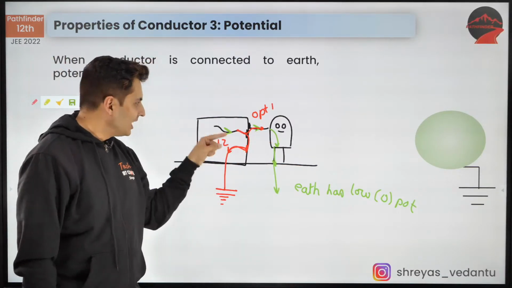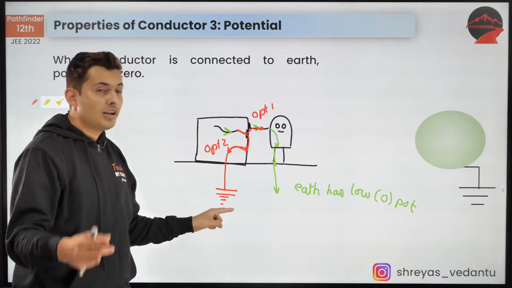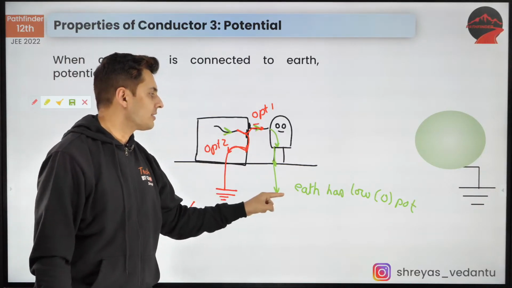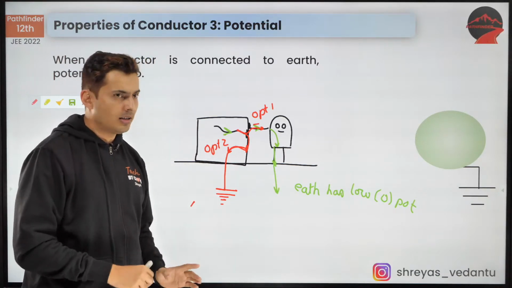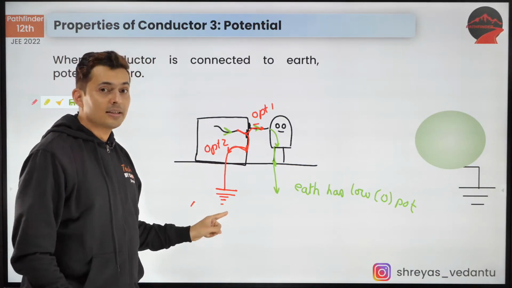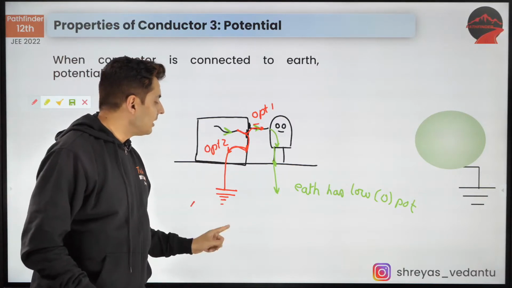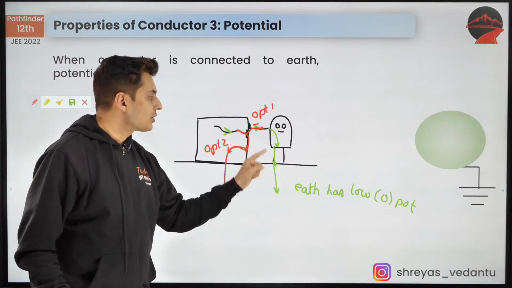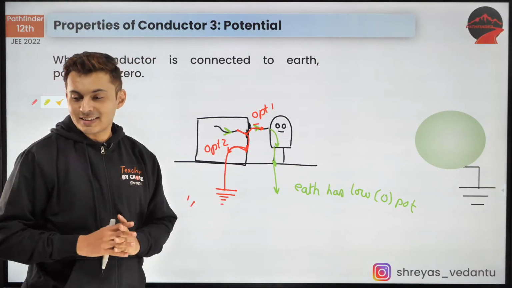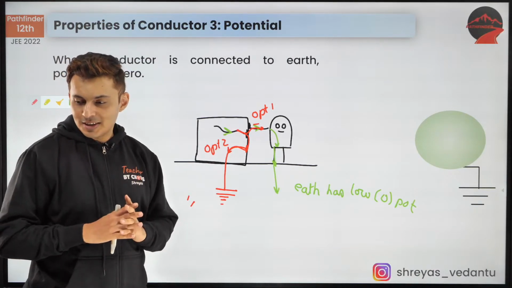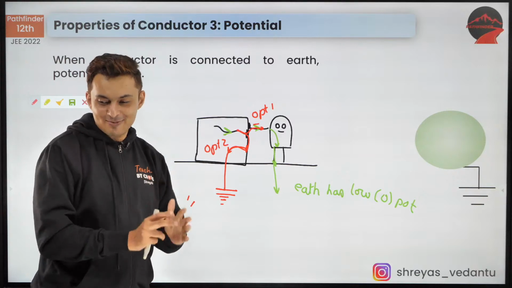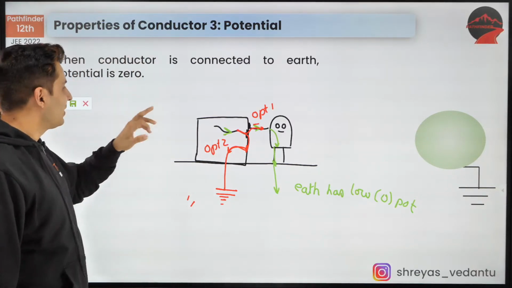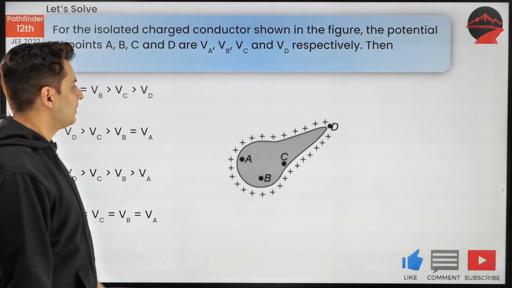The answer is, it will prefer to go via the earthing wire because Pandu's body has some resistance. This earthing wire is made of a very good conductor, so it offers very less resistance. So all the current gets drained out to the earth and nothing goes through Pandu's body. I hope this is clear. So whenever you connect something to earth, the potential becomes zero.